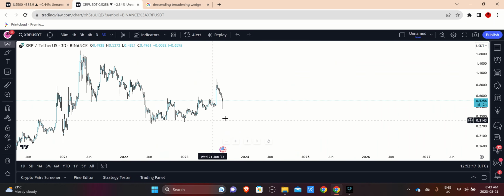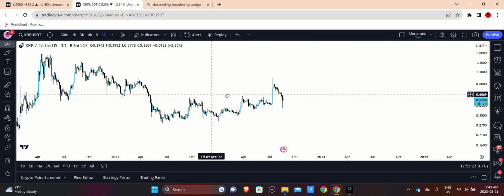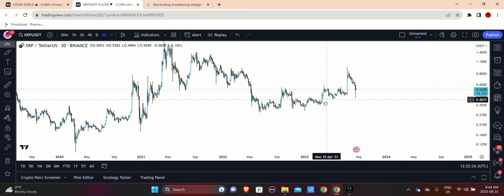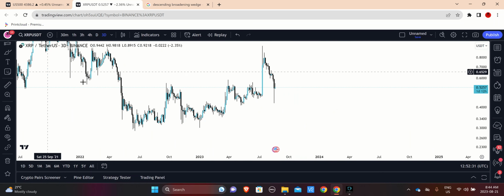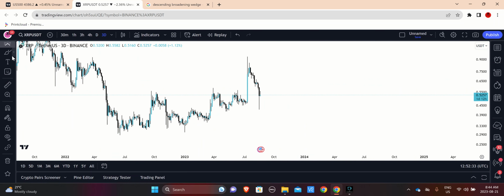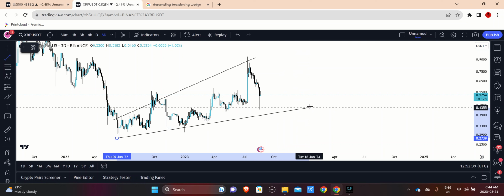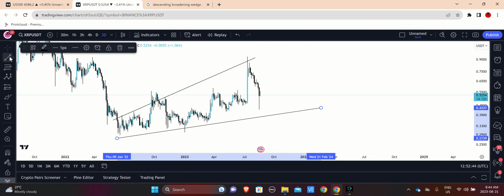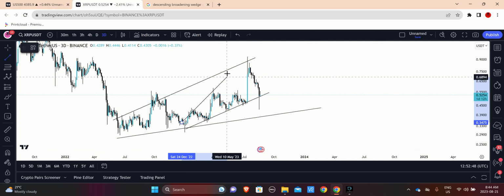Let's take a look at XRP over here. Now, what we can do is take a look at just this structure over here, and then once I do that, we're going to take a look at this whole entire structure and see what's going on. Okay, so we can see here that this is a wedge pattern. There's no doubt about it. This is a wedge, just like that. And within this wedge, you also have another wedge right over here.